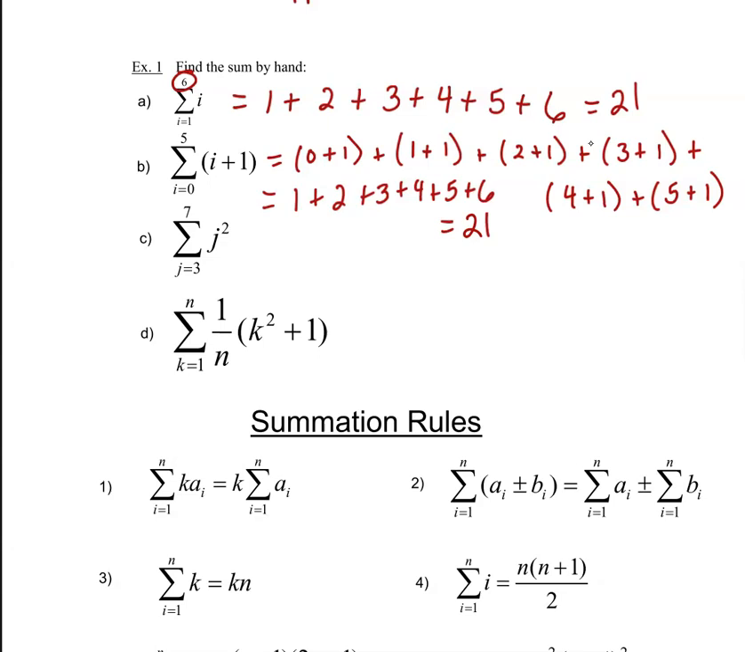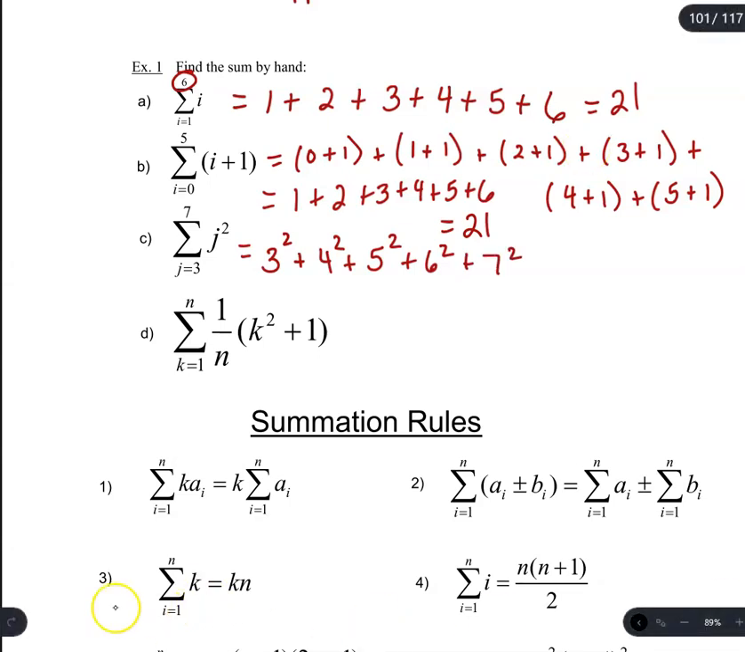Instead of i, they're using j squared, and they want j to range from 3 to 7. So we're going to have 3 squared plus 4 squared plus 5 squared plus 6 squared plus 7 squared. So we want the summation for the squares from 3 to 7. And I'm getting a total sum of 135.